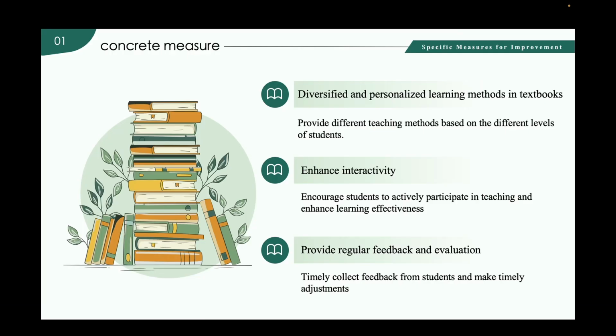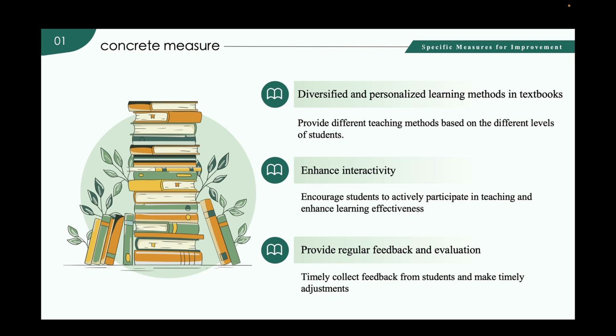Hello everyone, now I will discuss with you specific measures to improve textbooks and methods. Improving textbooks and methods requires comprehensive consideration of multiple factors such as student needs, teaching objectives, and teaching environment. Now, here are some specific measures. Firstly, it is a diversification of textbooks and personalized learning methods.